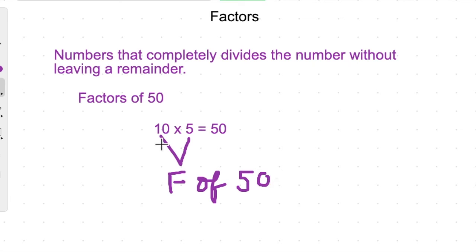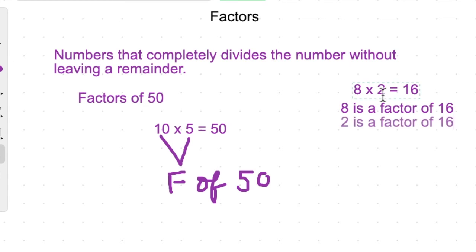The numbers which are multiplied to get the product are the factors of this product. So if I am writing here 8 times 2 is equal to 16, it would mean that 8 is a factor of 16 and 2 is also a factor of 16. So these two numbers are the factors of the product that we have here.